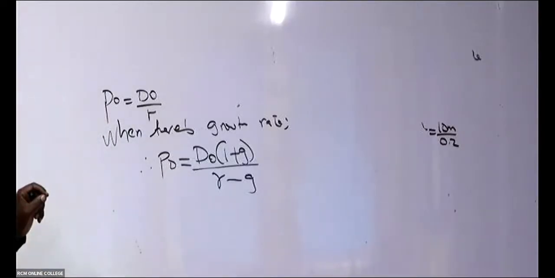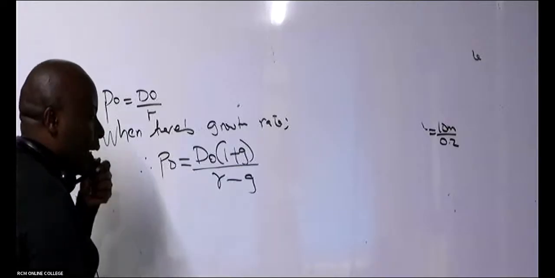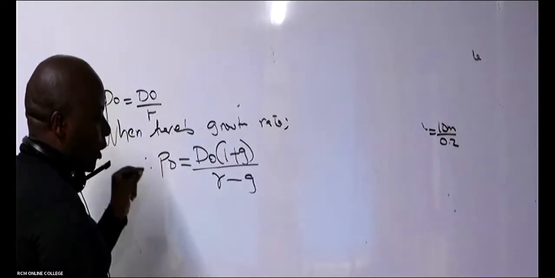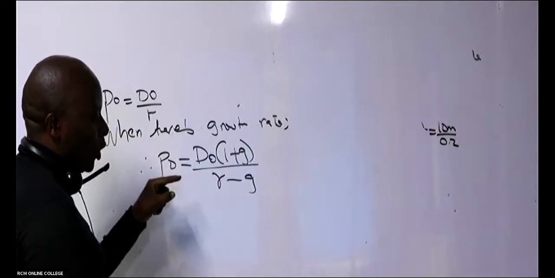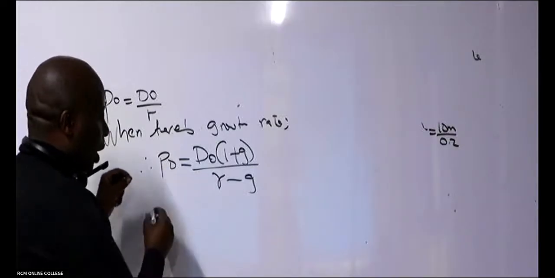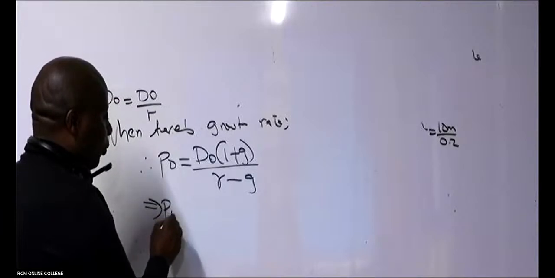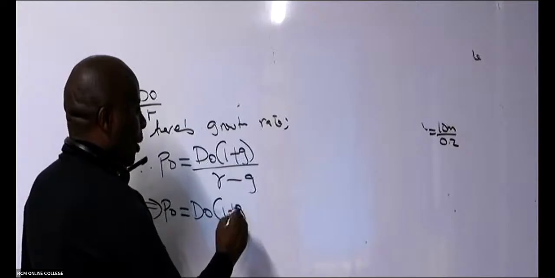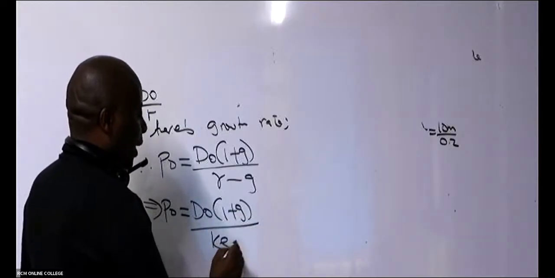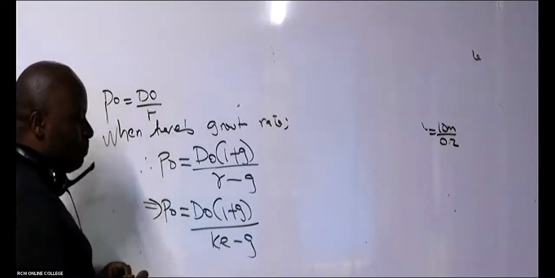But now, ladies and gentlemen, remember I'm valuing equity, equity which belongs to equity holders. So at the end of the day, this is how this formula will look: P0 equals D0 into 1 plus g, all over Ke minus g.